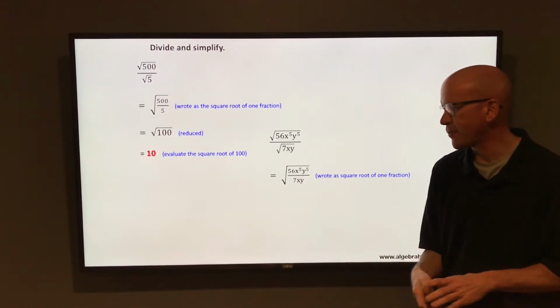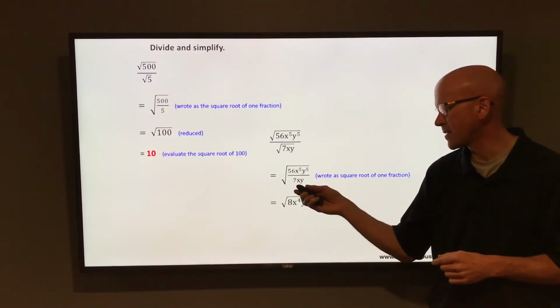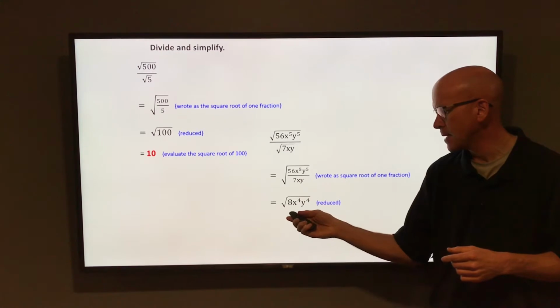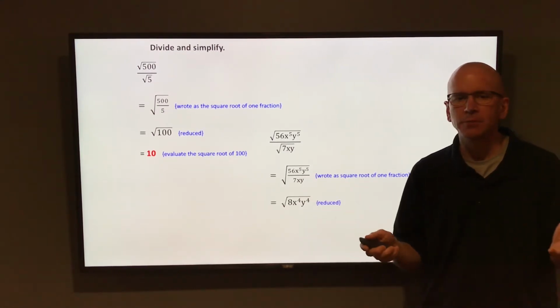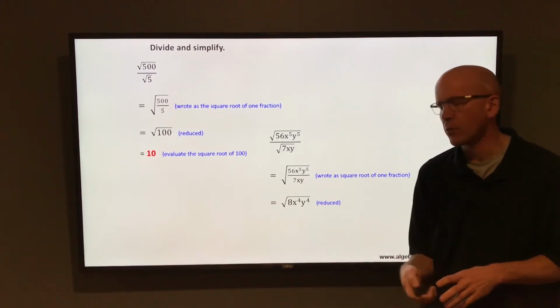Just simplify that fraction, 56 over 7, that reduces to 8. Then x to the fifth divided by x. When you're dividing with the same base, subtract the exponents. That'd be x to the fourth. And then y to the fifth divided by y. Once again, subtract the exponents. That is y to the fourth. So you have the square root of 8x to the fourth, y to the fourth.